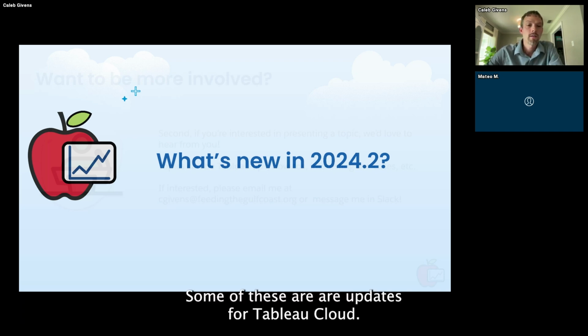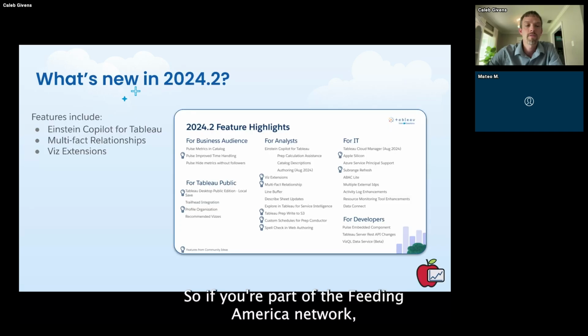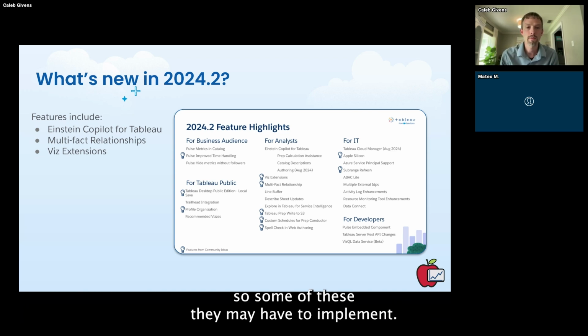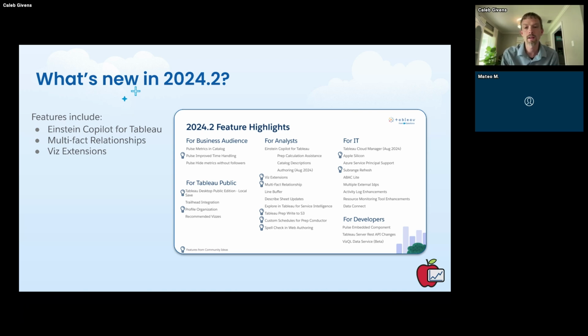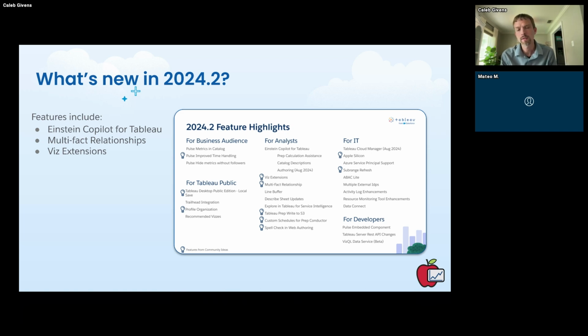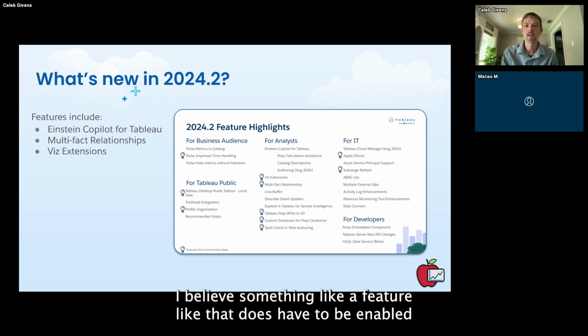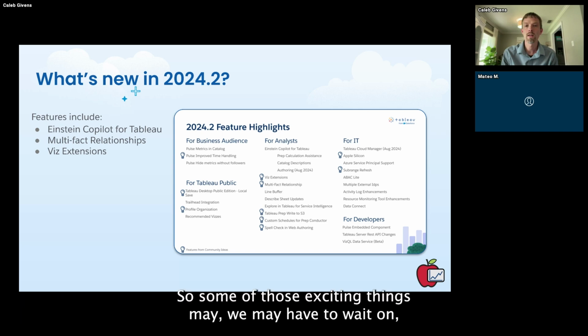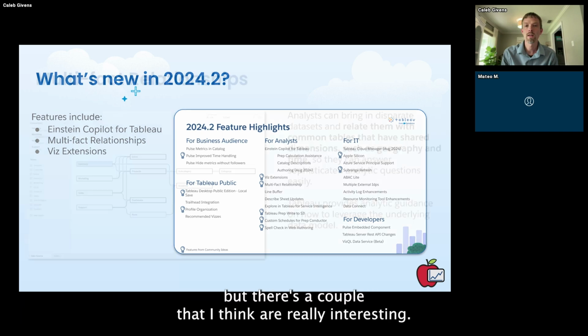Some of these are updates for Tableau Cloud. So if you're part of the Feeding America network, you know that they manage the cloud. So some of these they may have to implement, and we may not have control over that. I do know, I've heard that they are looking at some of the features like Tableau Pulse. I believe something like a feature like that does have to be enabled at the server cloud level. So some of those exciting things we may have to wait on, but there's a couple that I think are really interesting.